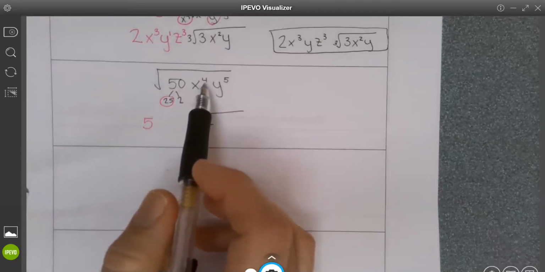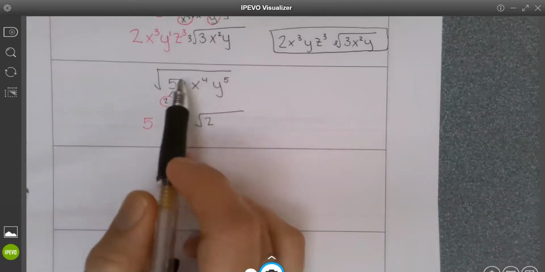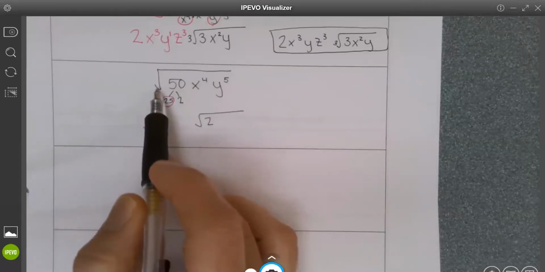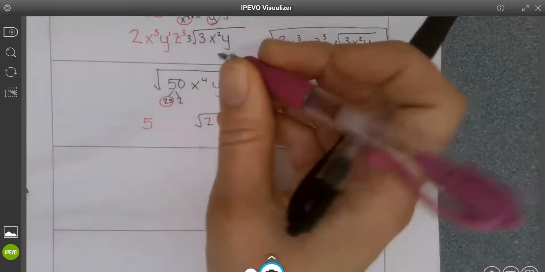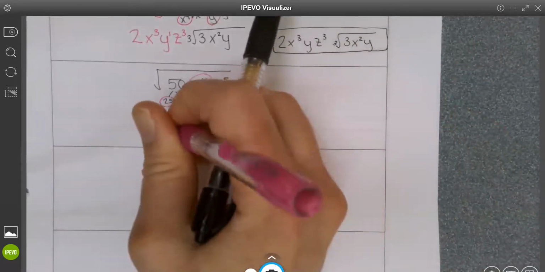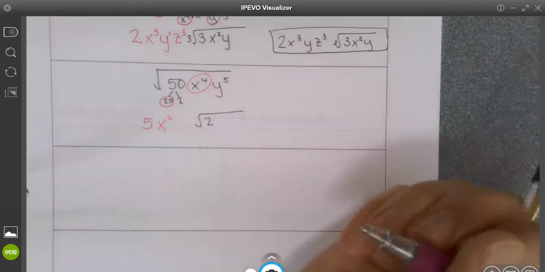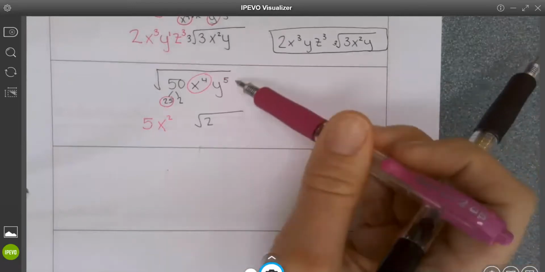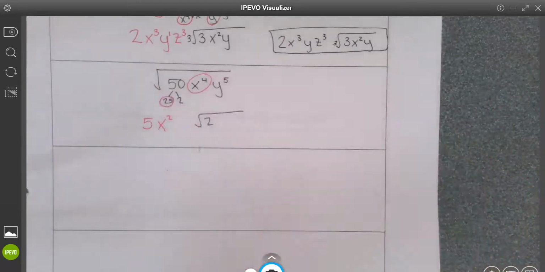Then I go to my exponents and I see, can I divide the exponent by the index of my radical? My index is 2. I can take the square root of x to the 4th. I can take all of that out. 4 divided by 2 gives me x squared outside my radical. I can't evenly divide 5 by 2.